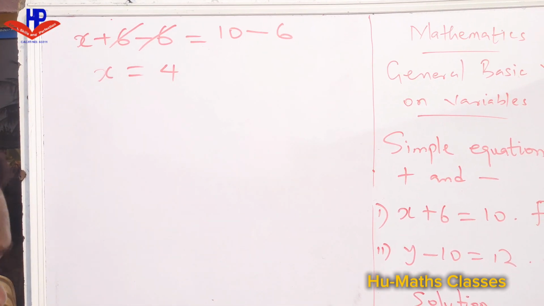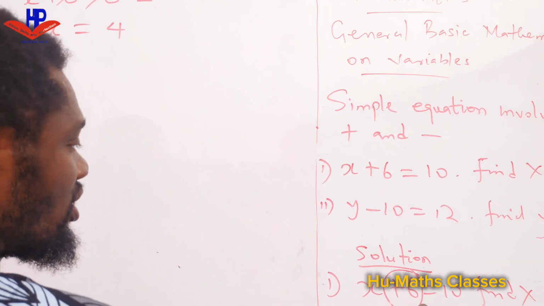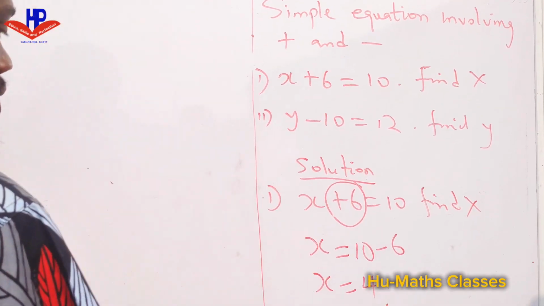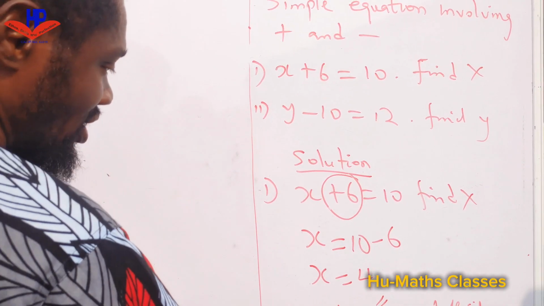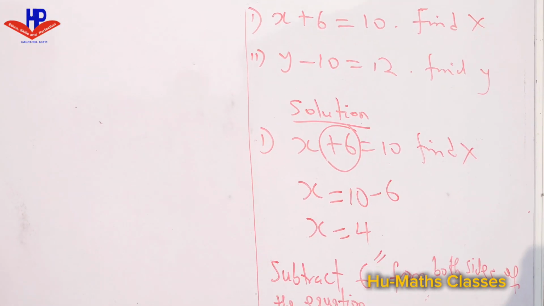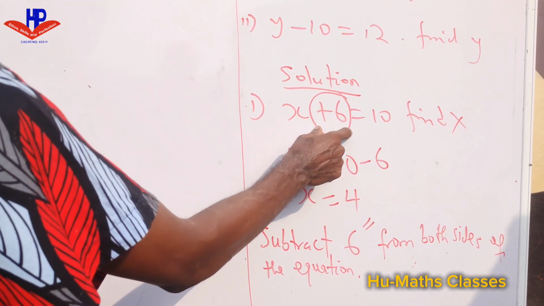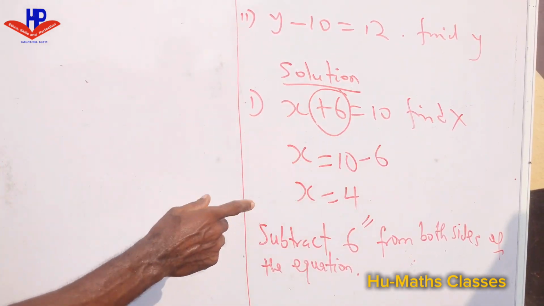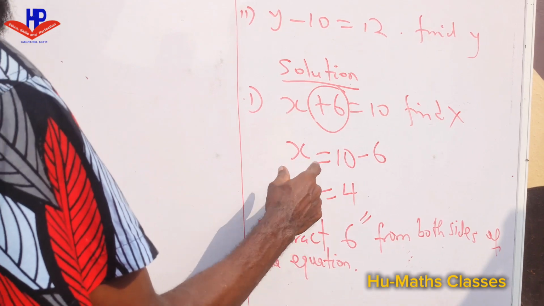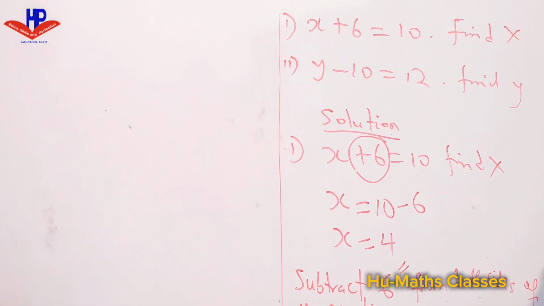So if you do not want to use the idea of carrying the plus 6 to the other part of the equation, you can use the idea of subtracting 6 from both sides of the equation, or any number you want to take out from here to the other part of the equation. You can as well subtract the number from both sides of the equation and you get your final result.